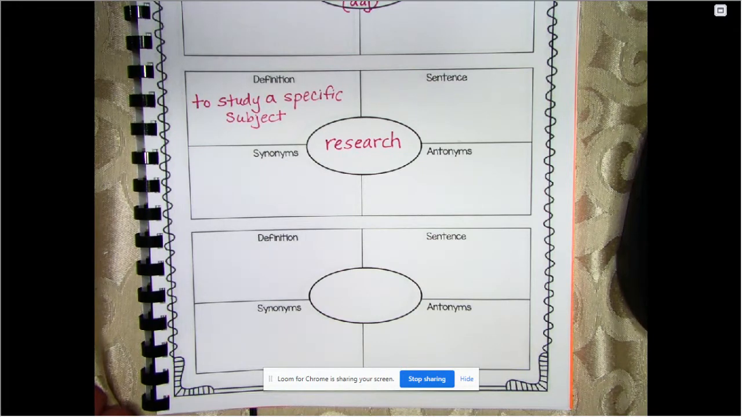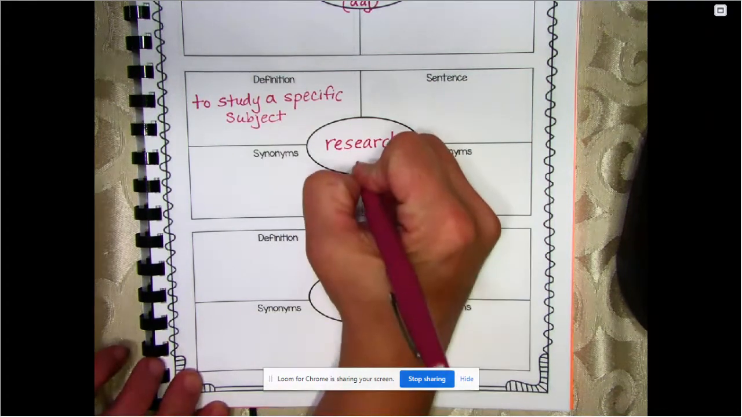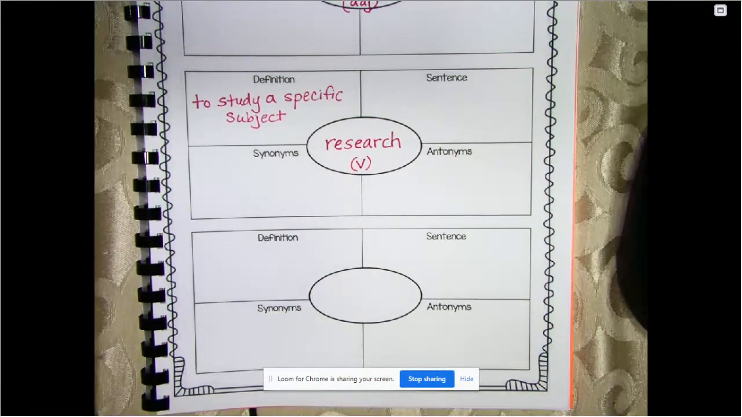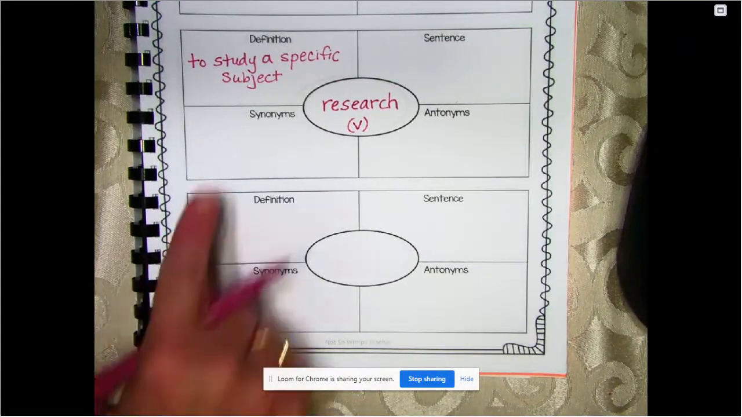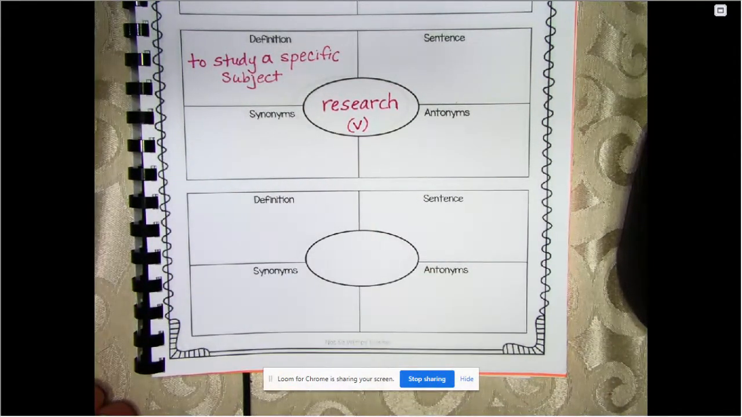So if research means you're going to be doing something, what part of speech do we call a word that shows action or doing? Alrighty, if you were thinking verb, you are right on. Research is an action, something that you do. Go ahead and push pause if you need some time to get all of this written down. I want to make sure you have it written in your book.